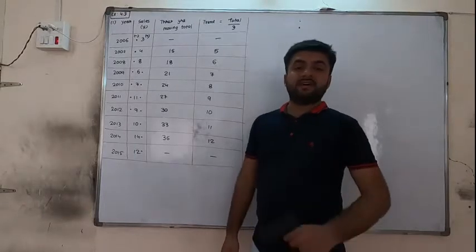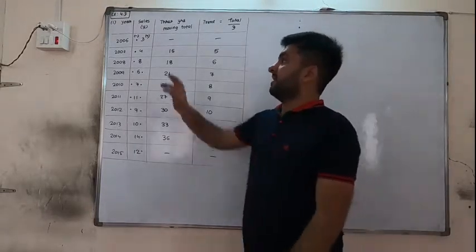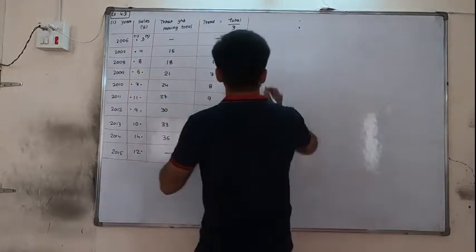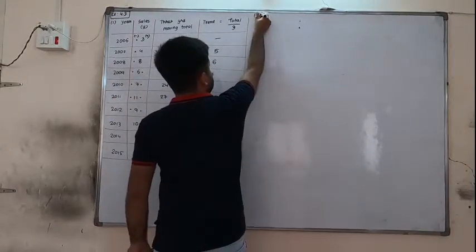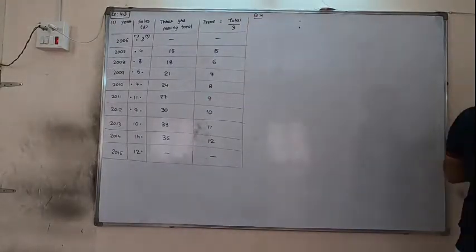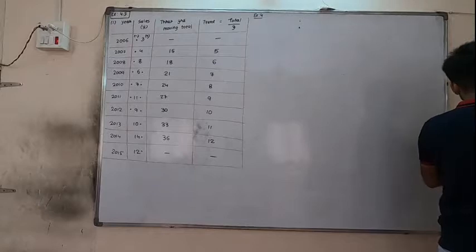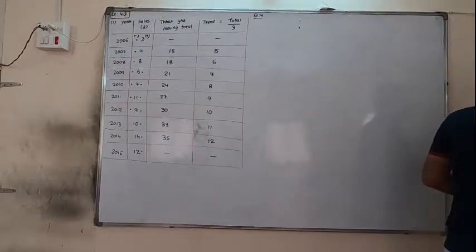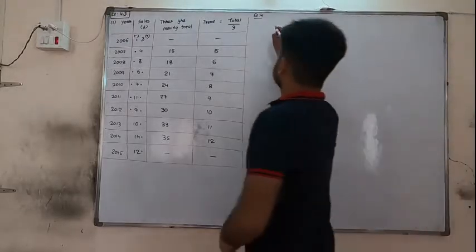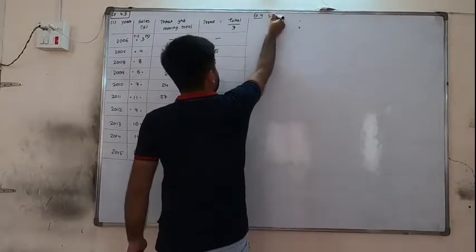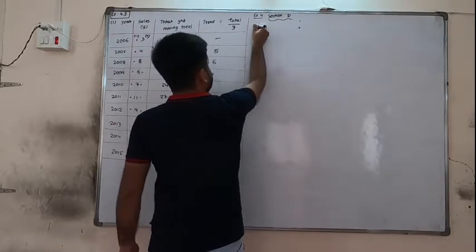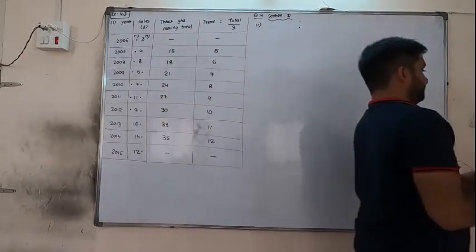Okay friends, now we are doing the next same sum. Exercise 4.3 is having only one sum of 3 years. Now we are going for exercise 4. Now in exercise 4, section D, sum number 11.